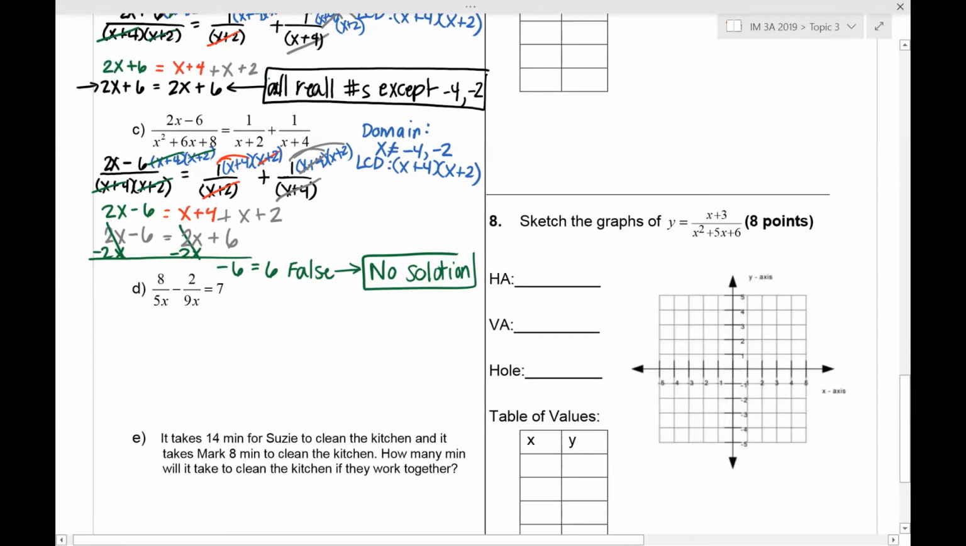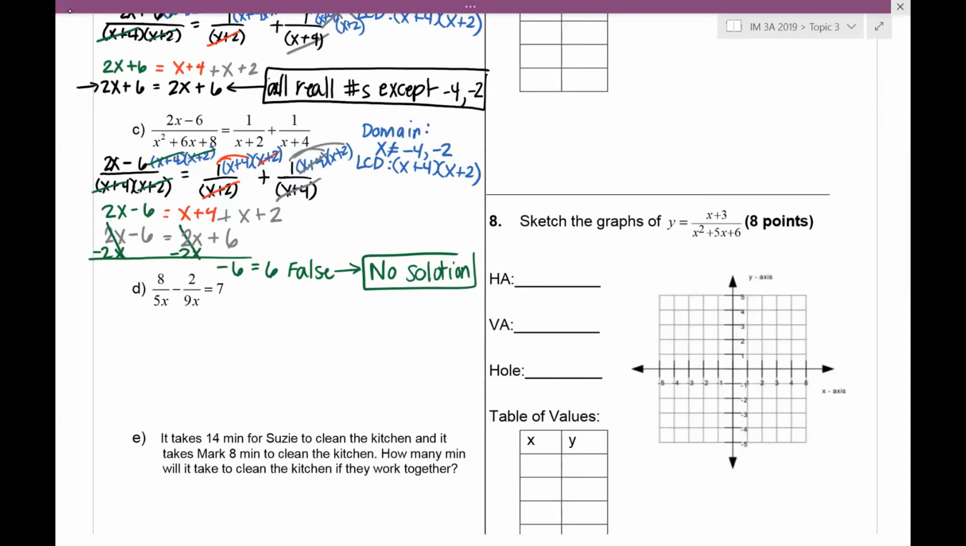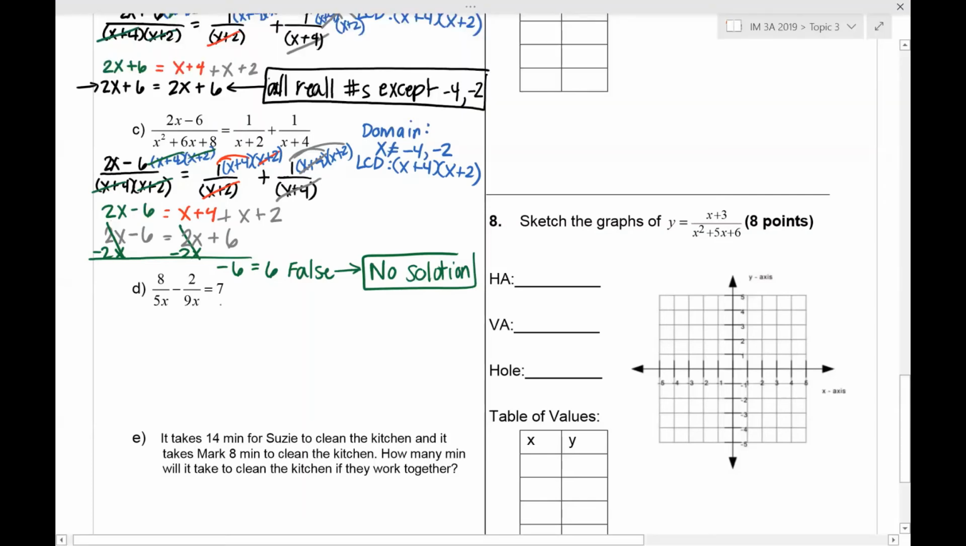The next solving equations problem is different in the sense that not everything has a denominator, and the denominators aren't quadratics that I can factor. So I'm going to use the same strategy. My LCD is just going to be a little bit different. So I've got 8 over 5x minus 2 over 9x equals 7. Remember, whenever we're subtracting, just to keep our work organized and make sure we don't lose that negative, we want to turn it into adding a -2 on top.